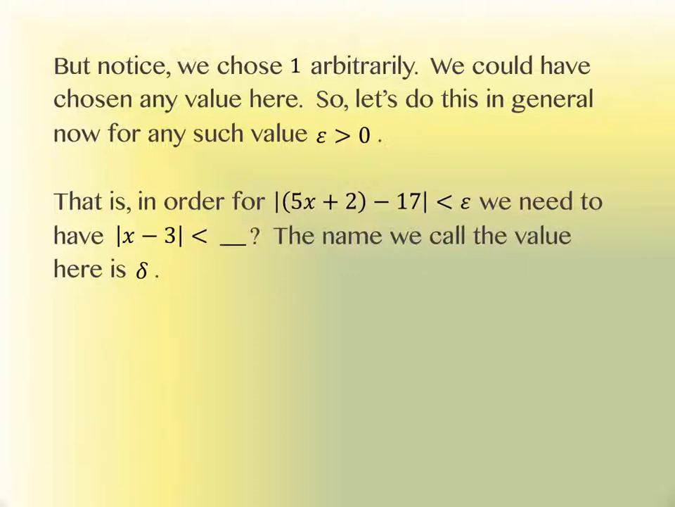The number 1, that is, we want the 17 to be within 1 unit. That was arbitrary. There's nothing special about 1. I just used 1 because that's what I chose to use. We could have chosen any value here. So since we can choose any value here, we are going to choose an arbitrary value.